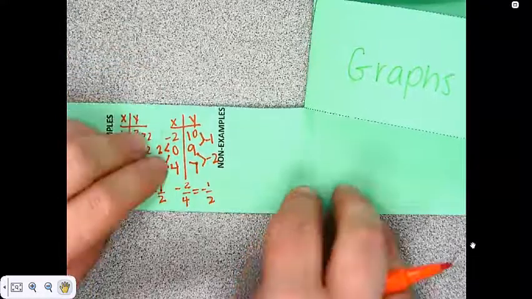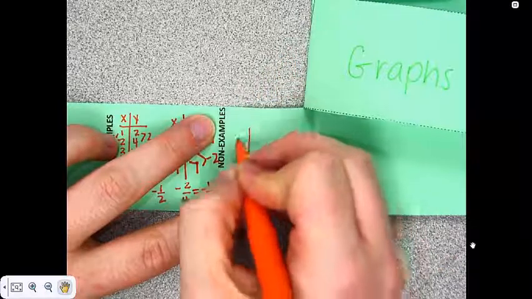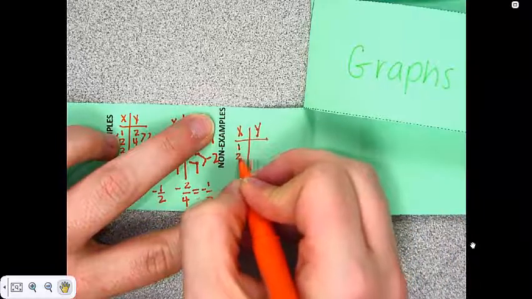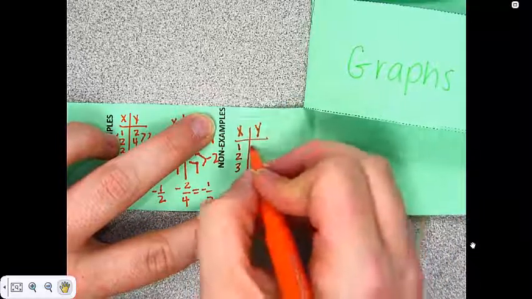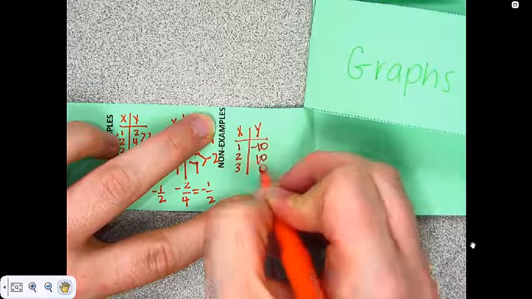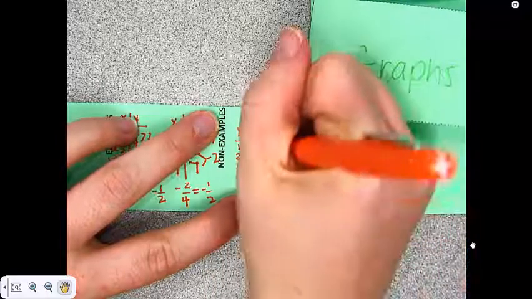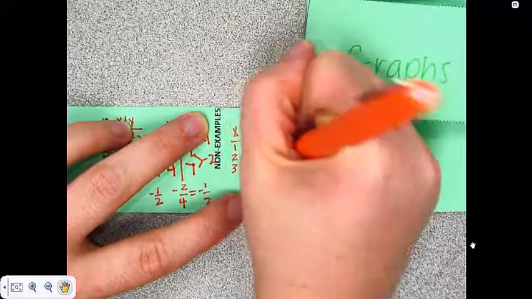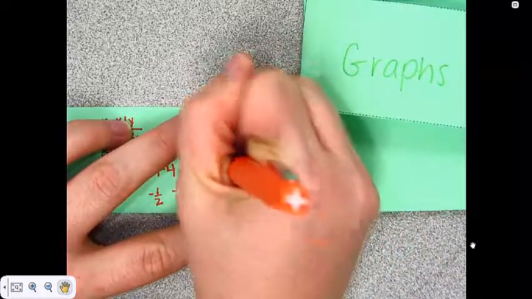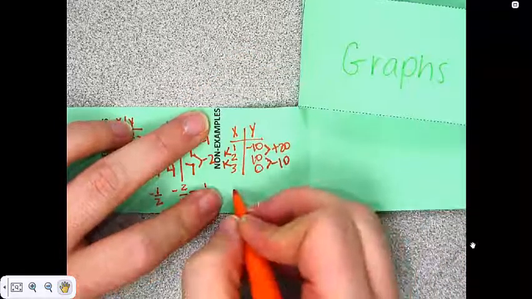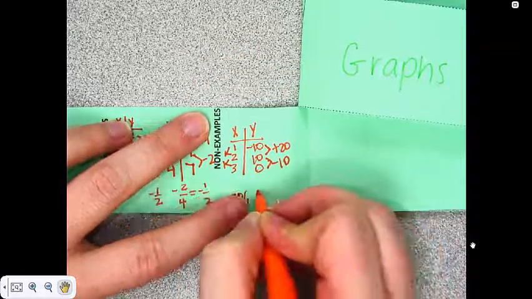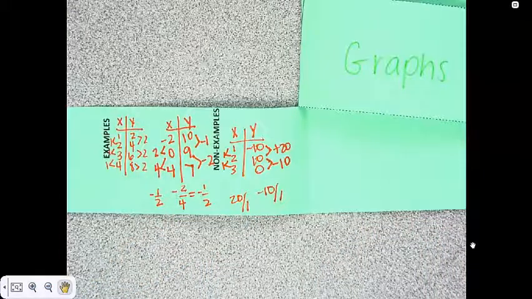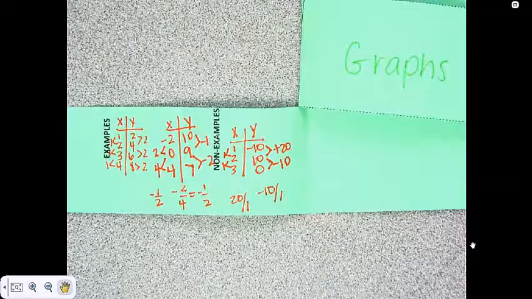So let's look at a couple of non-examples. These tables are not going to have constant rates of change. So if I have 1, 2, 3, and then I have negative 10, 10, and 0. Well, from negative 10 to 10, that's going to be plus 20. And from 10 to 0, that's going to be minus 10. Over here, I have a constant change of 1. So that's going to give me two different rates, 20 over 1 and negative 10 over 1. Because I don't have a constant rate of change, this table is not linear.